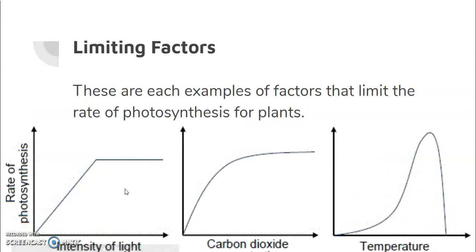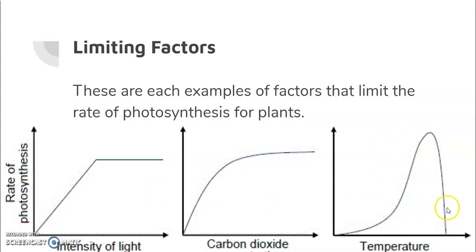For a plant to be able to go through photosynthesis to produce its own energy, it needs many things, including light, carbon dioxide, and a healthy temperature range. If these resources and factors go out of the healthy range, it can negatively impact the plant.